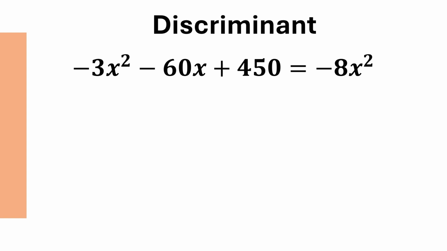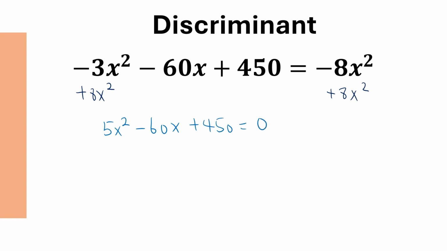Here's another example of how we can use the discriminant to help us identify the type of solution. Again, the first step is to make sure the equation is set equal to 0. So for this one, I need to add ax squared on both sides. So now my equation is negative 3x squared plus ax squared, which is 5x squared. And then you bring the rest of the terms down, and that's equal to 0.